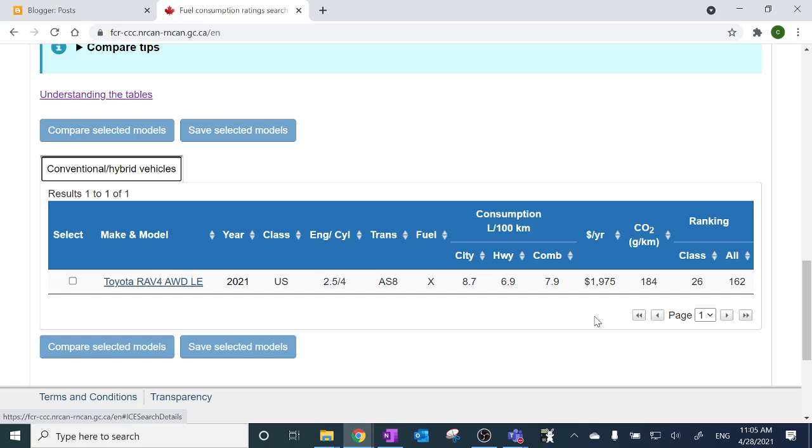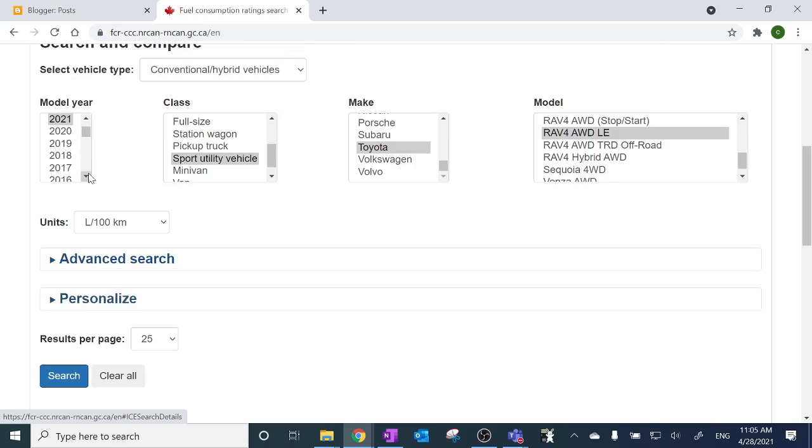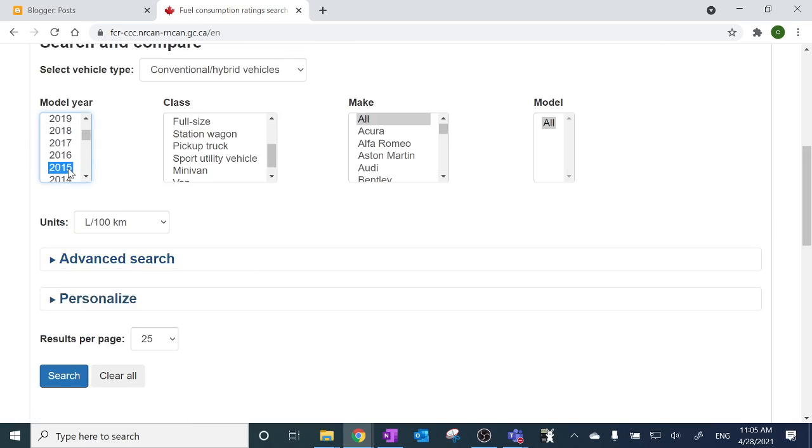Question? The date's wrong? Oh, didn't I change the date? Oh, then when I did it, it decided to click and change. There we go. Thank you. Where are we? Let me do that again.